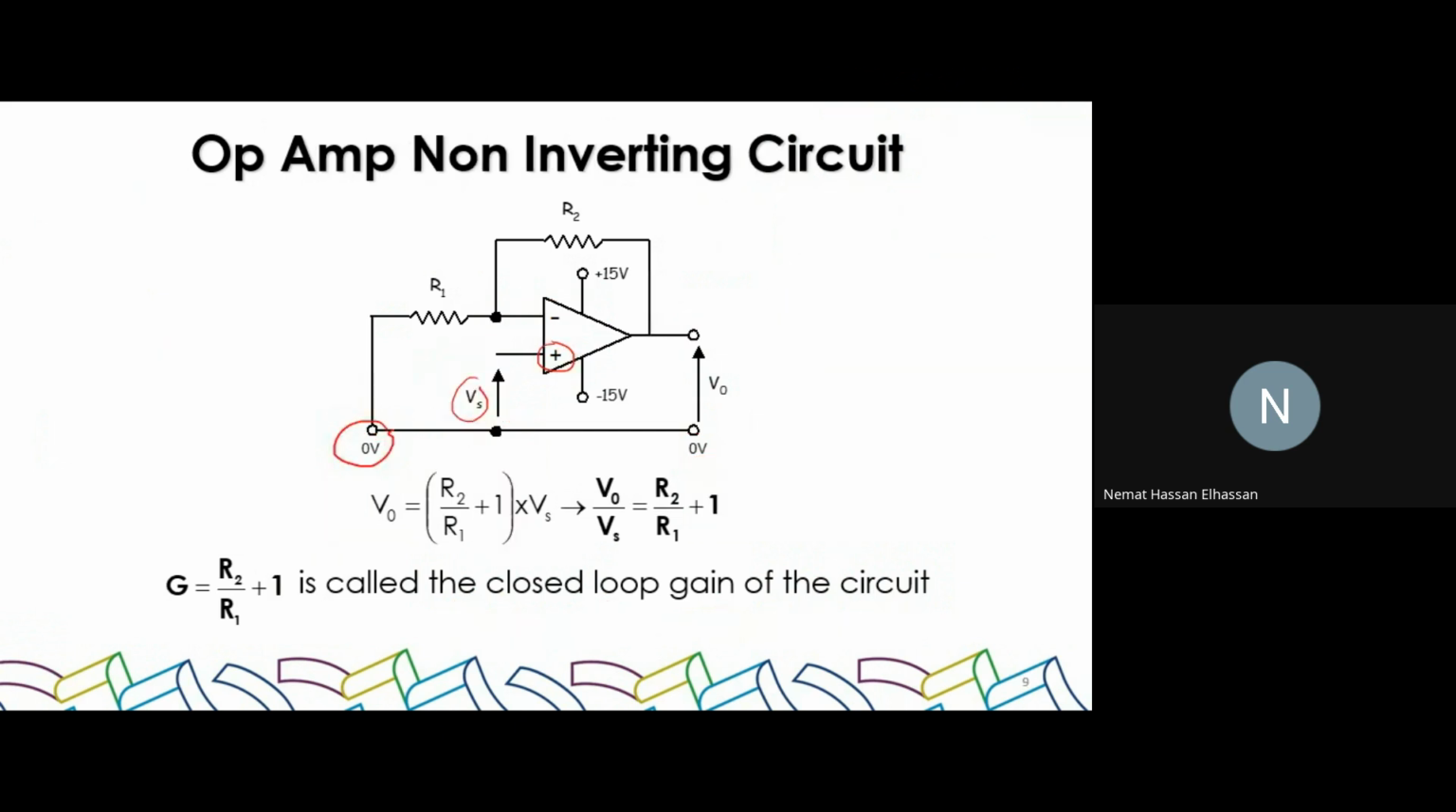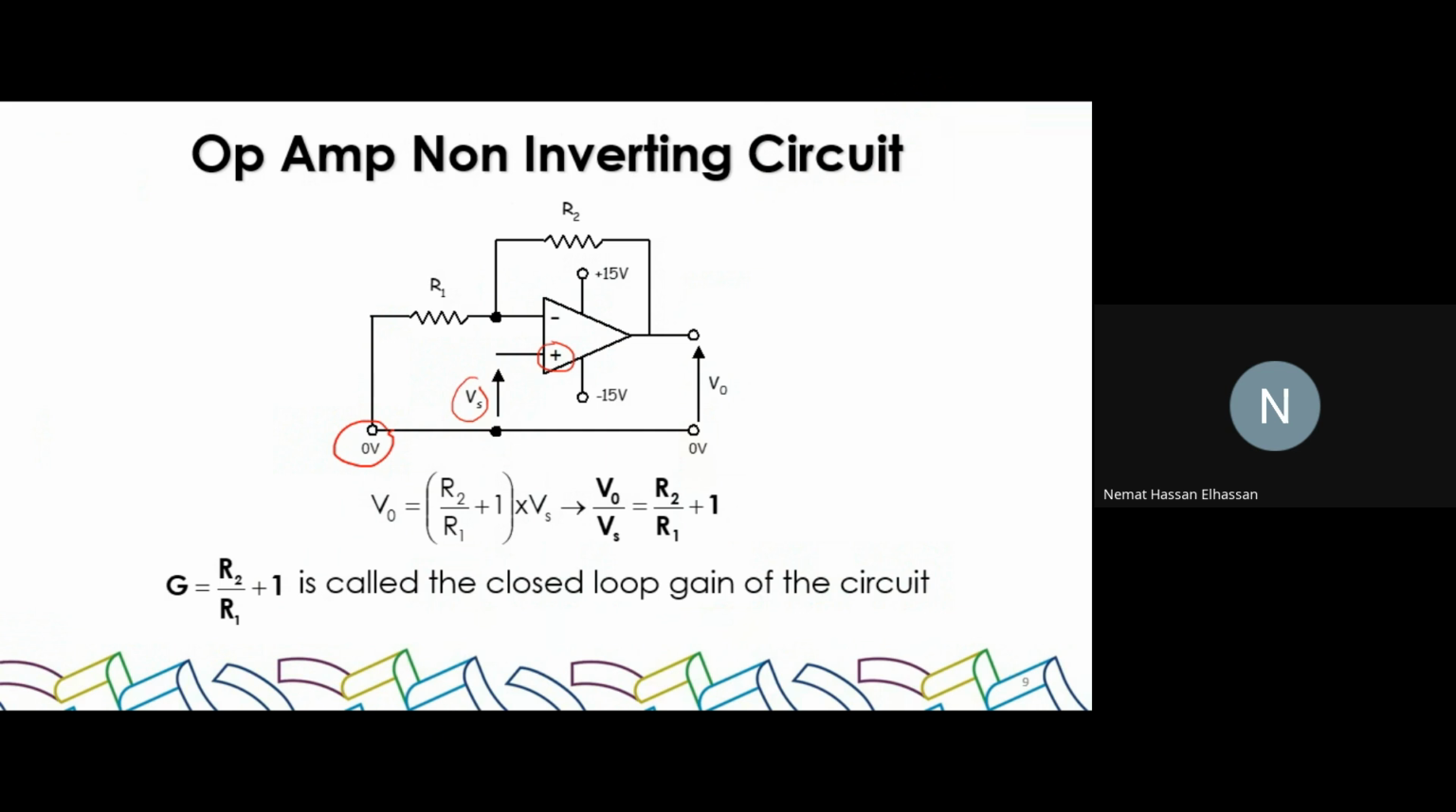Okay, so now if you look at this circuit, again, the circuit will give you a gain, but it's called non-inverting. And the reason why it's called non-inverting is because the gain doesn't change the direction of the input. If the input is positive, the output will be positive. If the input is negative, the output will also be negative. It does not invert the direction of flow.